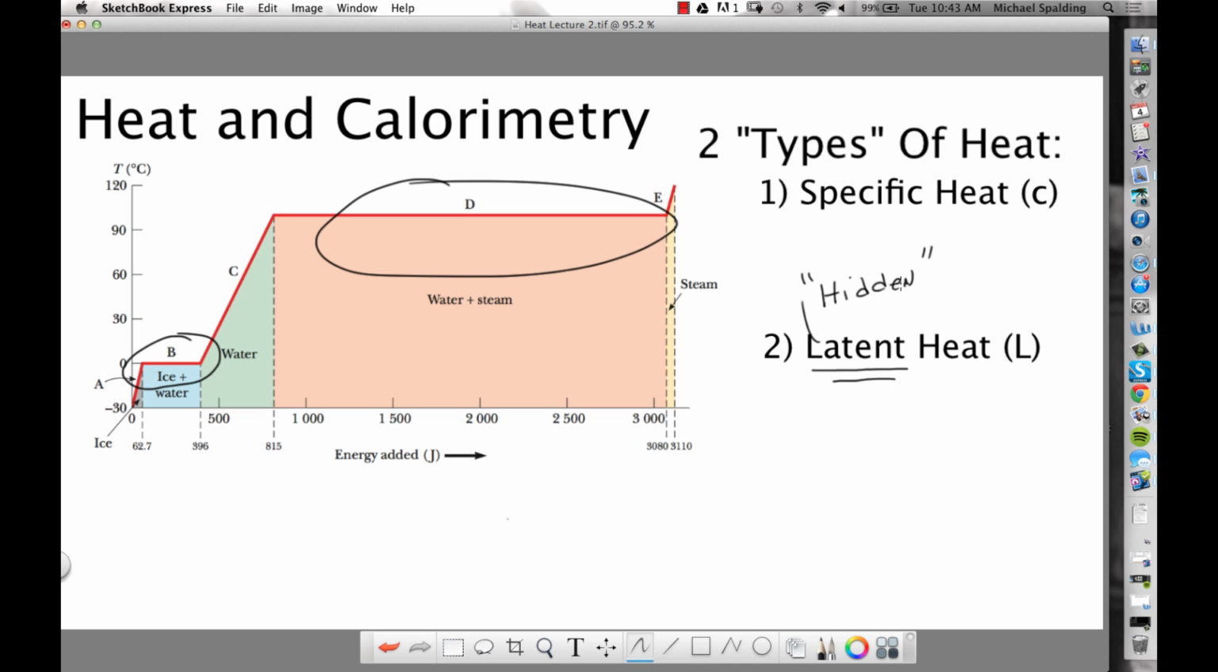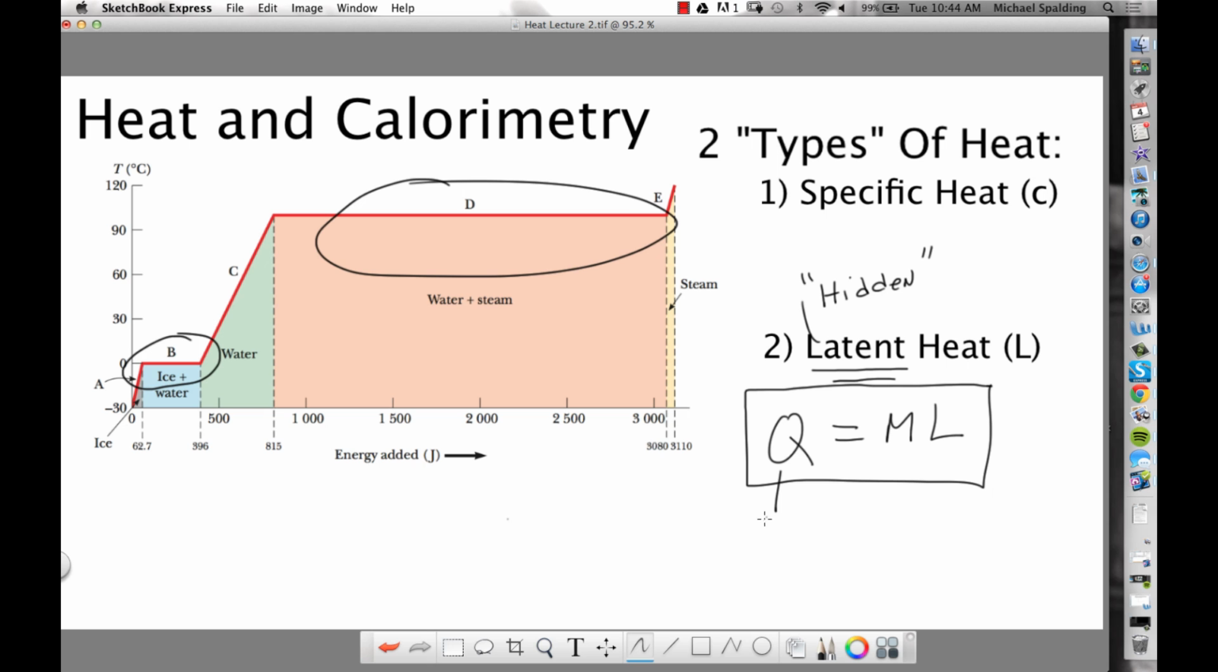Now, why would we refer to this type of heat as being hidden? It's kind of an obvious question. Because what do you expect to happen when you add heat to something? You expect the temperature to change. But is that true during a phase change? No. During a phase change, temperature stays constant, so we call it hidden or latent heat. Now, the equation for latent heat is Q equals mL. Notice there's no temperature change in there, because there is no temperature change during a phase change.